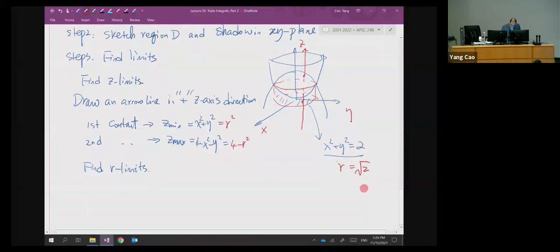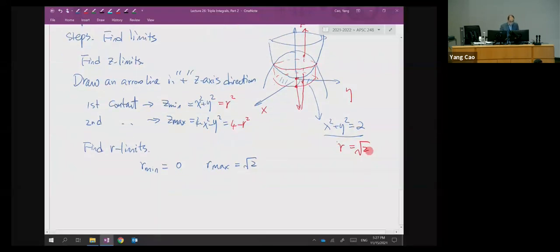Then, just like what we did for polar coordinates in double integrals, you draw an arrow line, the reading direction, in the xy plane. The first contact gives you r min, the second contact gives you r max. So your r min is 0, and your r max is root 2. There's nothing tricky here, just like you did for double integrals.